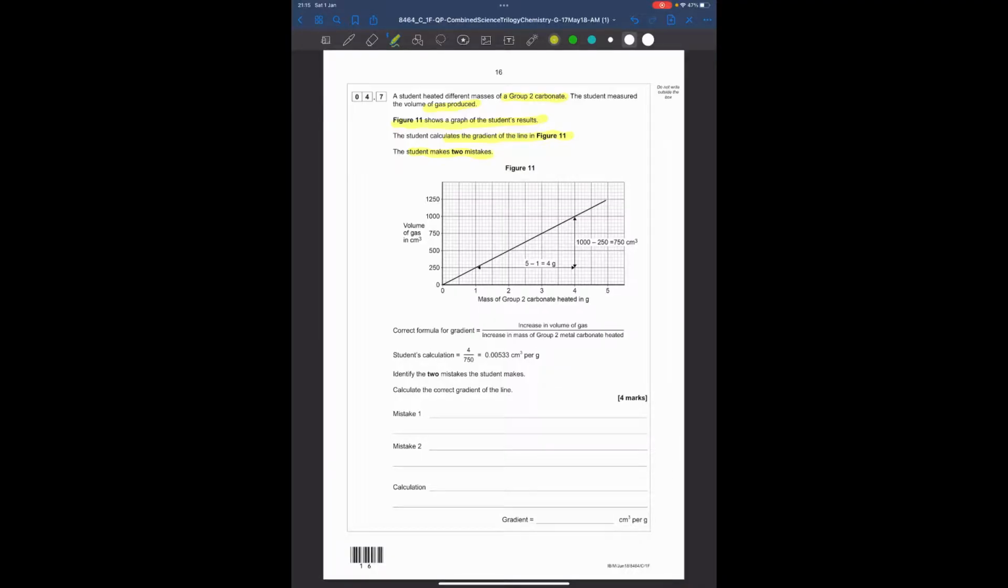You've got their calculations and what they did here, and the correct formula for the gradient is the increase in the volume of gas divided by the increase in mass of the group 2 metal carbonate. What they've done is 4 divided by 750 equals 0.00533 centimetre cubed per gram. Identify the 2 mistakes that they've made and then calculate the gradient of the line.